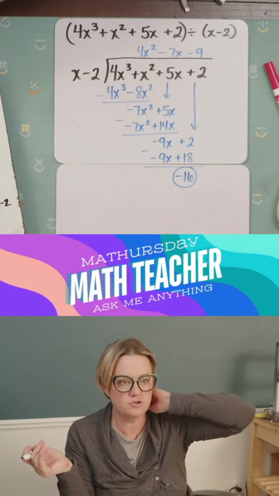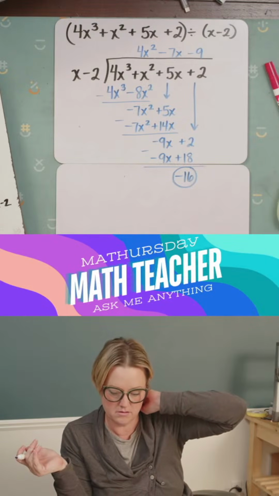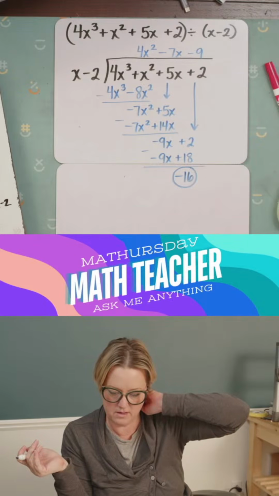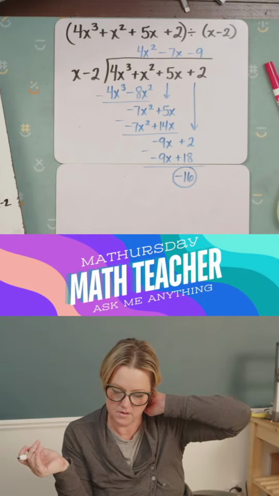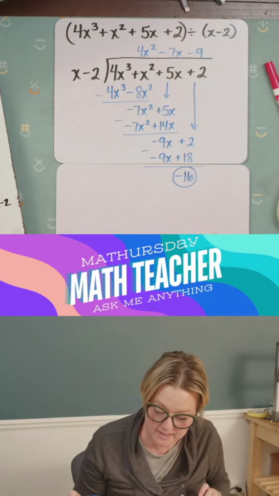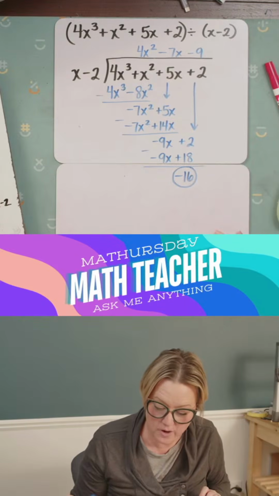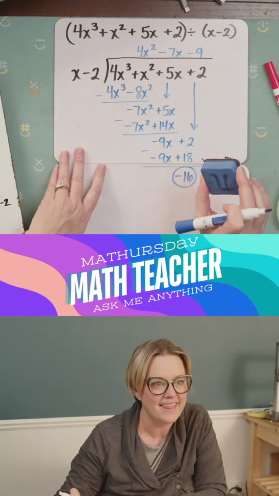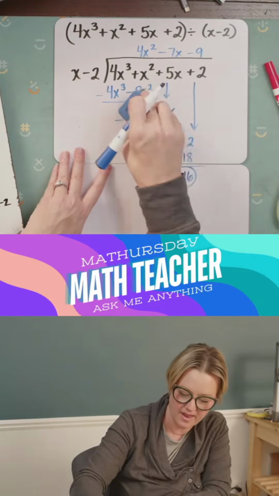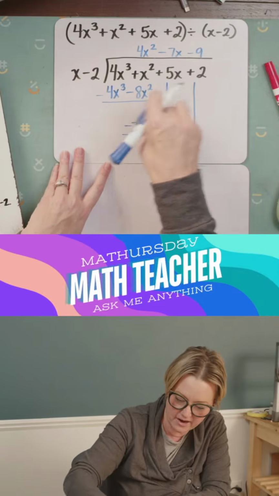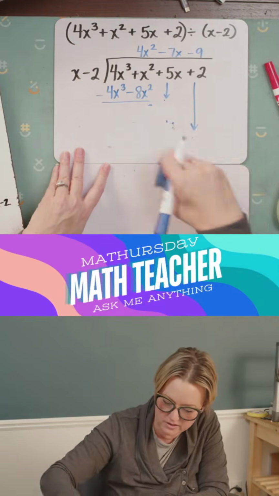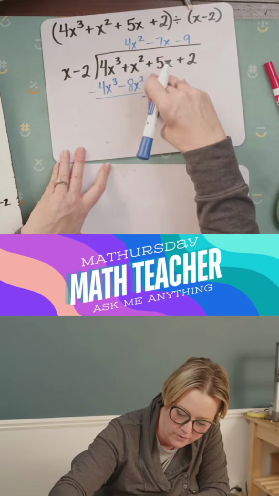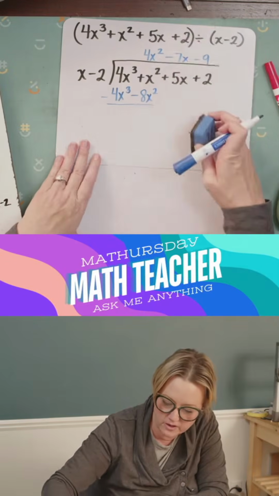My first subtraction is wrong. I don't think so. Oh, you're right. I did x squared minus, oh, you're right. Oh no. Thank you. Okay, I did make a mistake. Oh my goodness. Okay, thank you to I can't even remember who pointed that out. You are absolutely right. Oh my gosh.